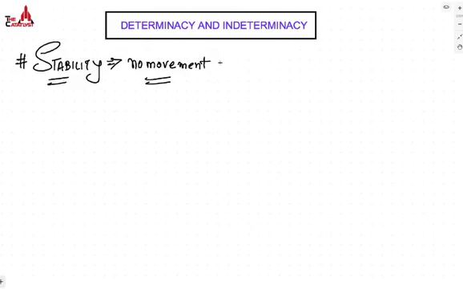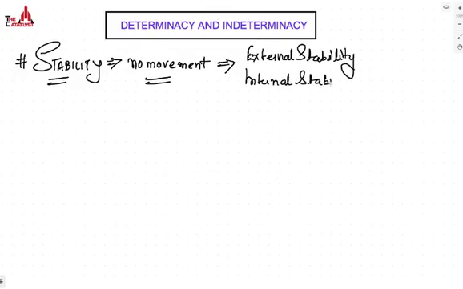In structural analysis, there are two types of stabilities. One is the external stability, another is the internal stability. External stability is basically related to the support conditions, and the internal stability is basically related to the geometry of the structure.